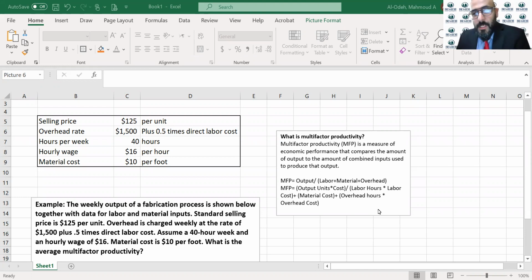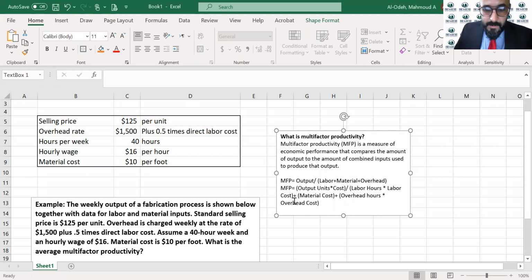So let's take a look at this equation here: the output divided by the input. The input could be labor, material, and overhead. Now let's break this down in more detail. The output units times the cost, that would be the output, divided by the labor hours times the labor cost, and I'm going to add a little bit here, times the number of workers, plus material cost, plus the overhead hours times the overhead cost.